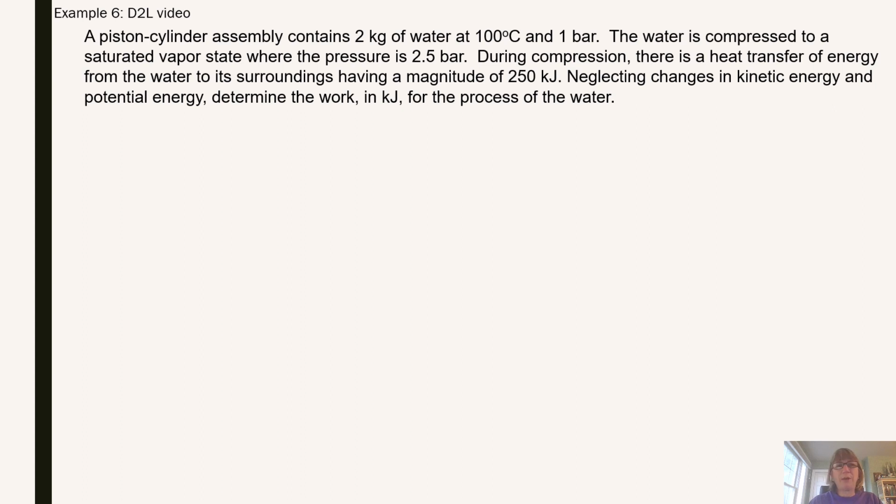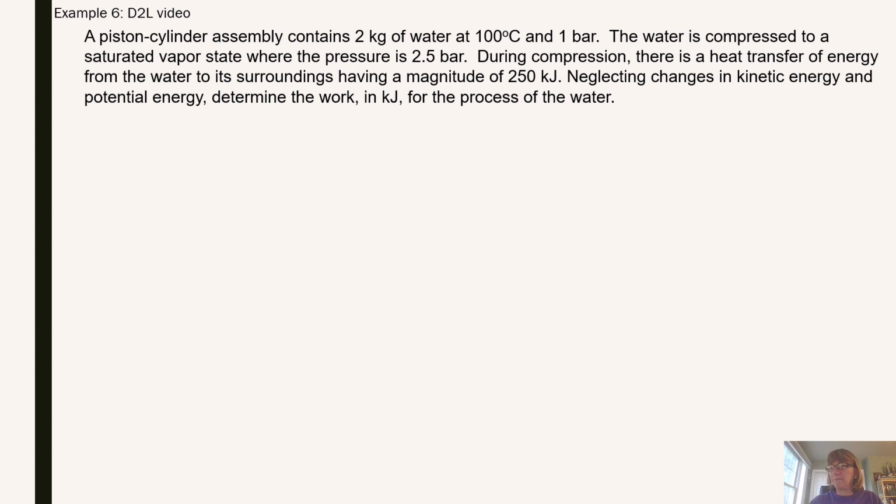This is Chapter 3, Example 6 problem. Here we have a piston cylinder assembly that contains 2 kilograms of water at 100 degrees Celsius and 1 bar. The water is compressed to a saturated vapor state where the pressure is 2.5 bar. During this compression, heat is released to the surroundings. And we're going to neglect kinetic and potential energy.